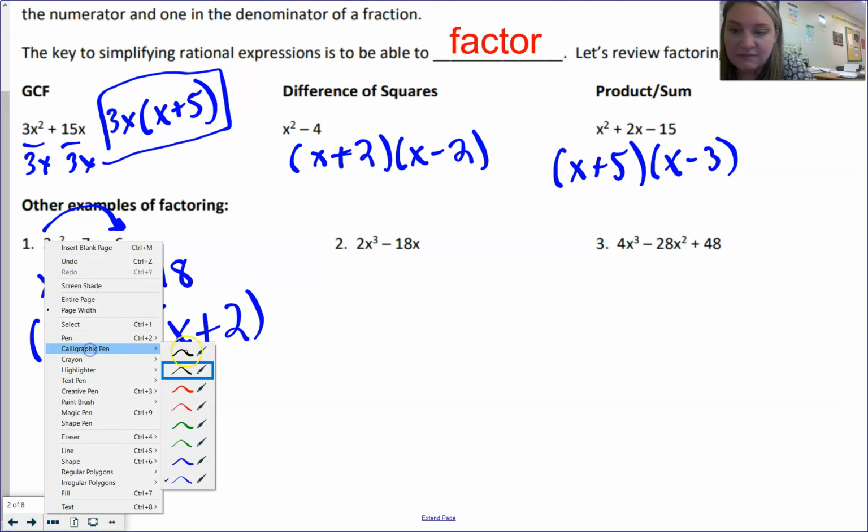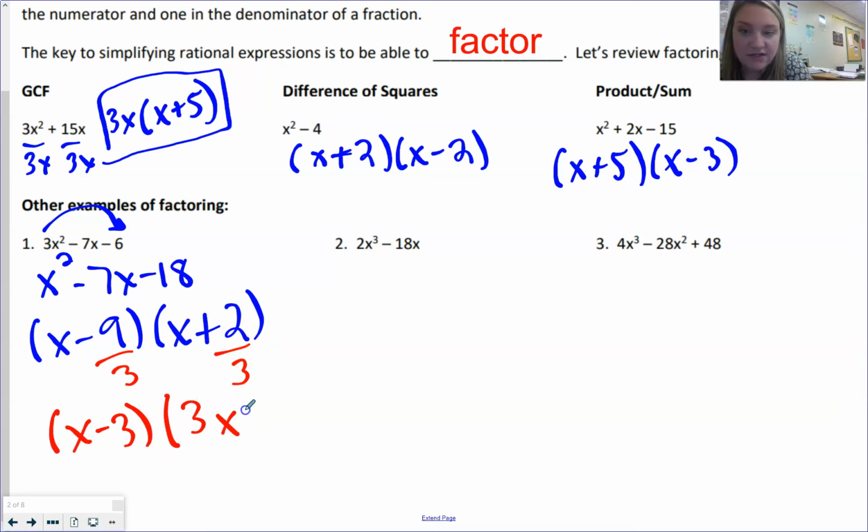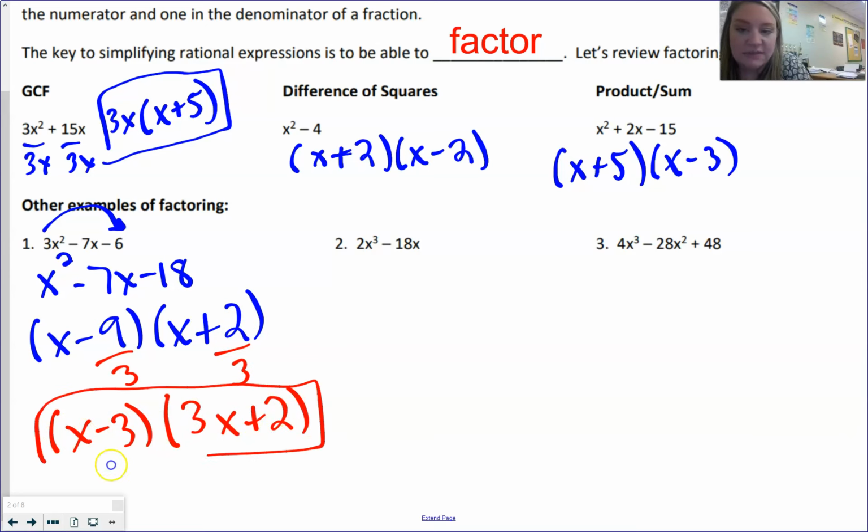So I slipped my 3 to the end. This is where we have to slide, or divide it out of both pieces. This simplifies to be x minus 3. Here it doesn't simplify, so I promote that 3 back to the front, and I have 3x plus 2. Okay, so there's our slip and slide method.